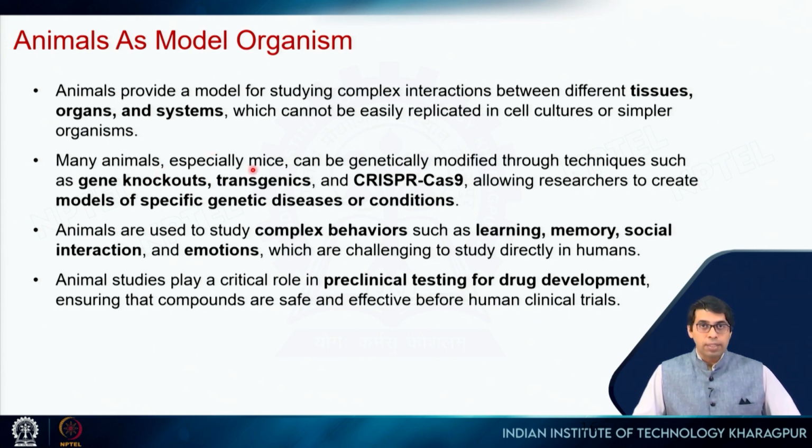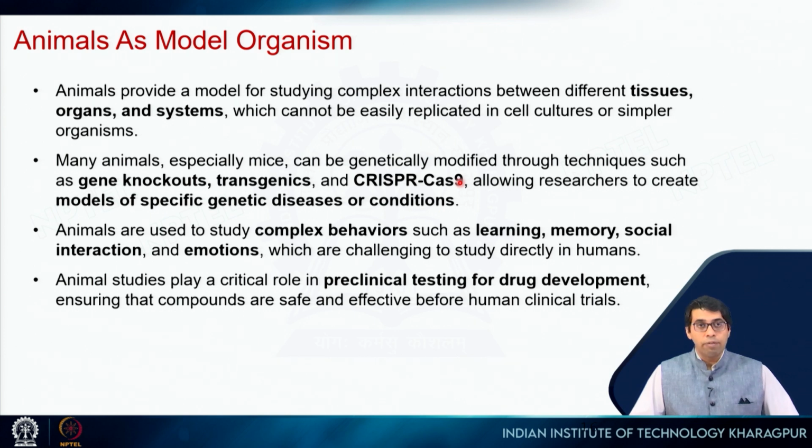Many animals, such as mice, can be genetically modified through techniques such as gene knockout, transgenics, CRISPR-Cas9, etc. So this type of technique can be used to model certain systems. For example, if you want to study Alzheimer's disease, you can introduce certain mutations which will make the mice predisposed towards Alzheimer's disease. So now you have a mouse model which is an Alzheimer's mouse model.